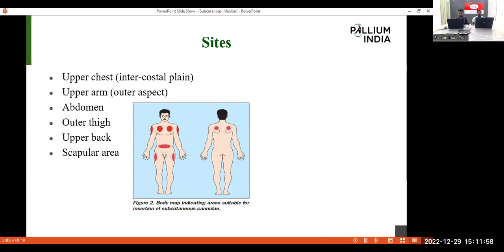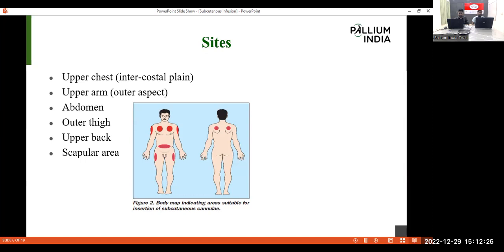Then the upper arm outer aspect, or lateral aspect of the upper arm, we can give. Then the abdomen around the umbilicus we can give. Then the outer thigh or lateral aspect of the thigh, both thigh regions, we can give. Then the upper back, upper quadrant of the buttocks region we can give. Then the scapular region also we can give.